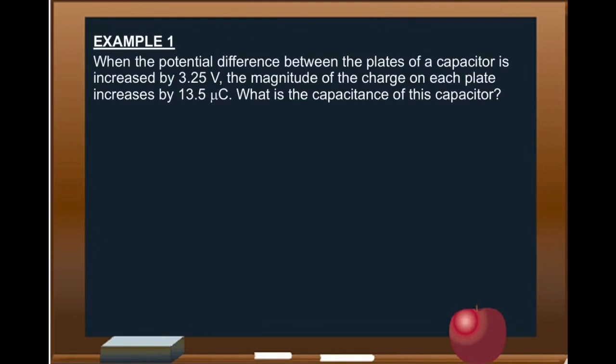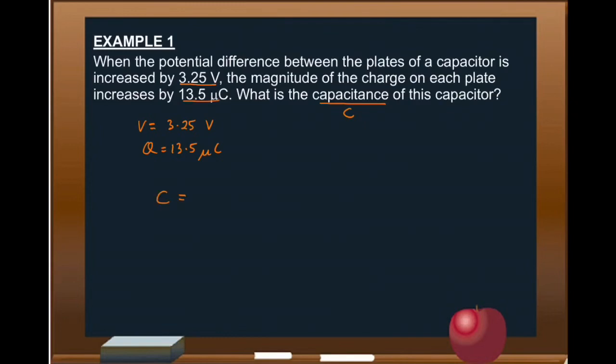So the question is asking us to find capacitance, which is capital C, and then we are given the potential difference across the plates, which is 3.25 volts. So we have V equal to 3.25 V. Q is equal to 13.5 microcoulomb. So we want to find capacitance C.